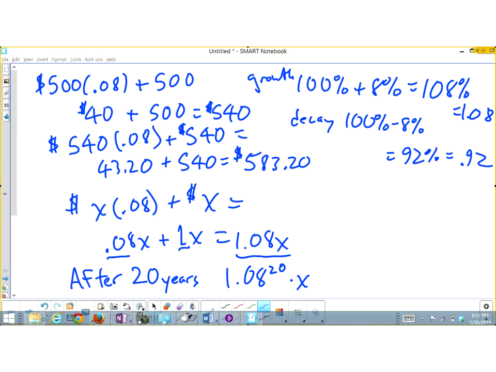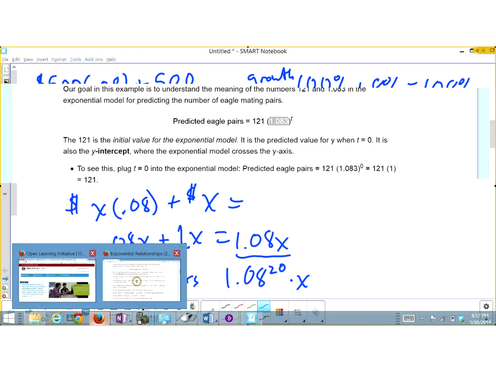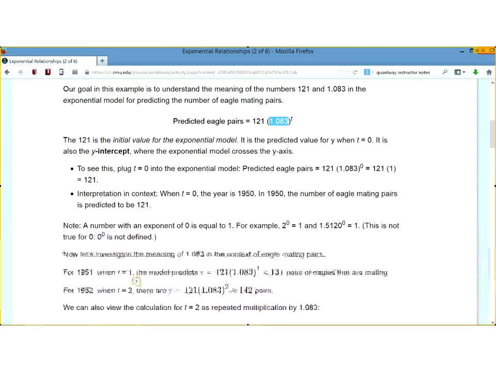Okay, so that was a long-winded explanation on how to do percents, but let's go back and apply it here.